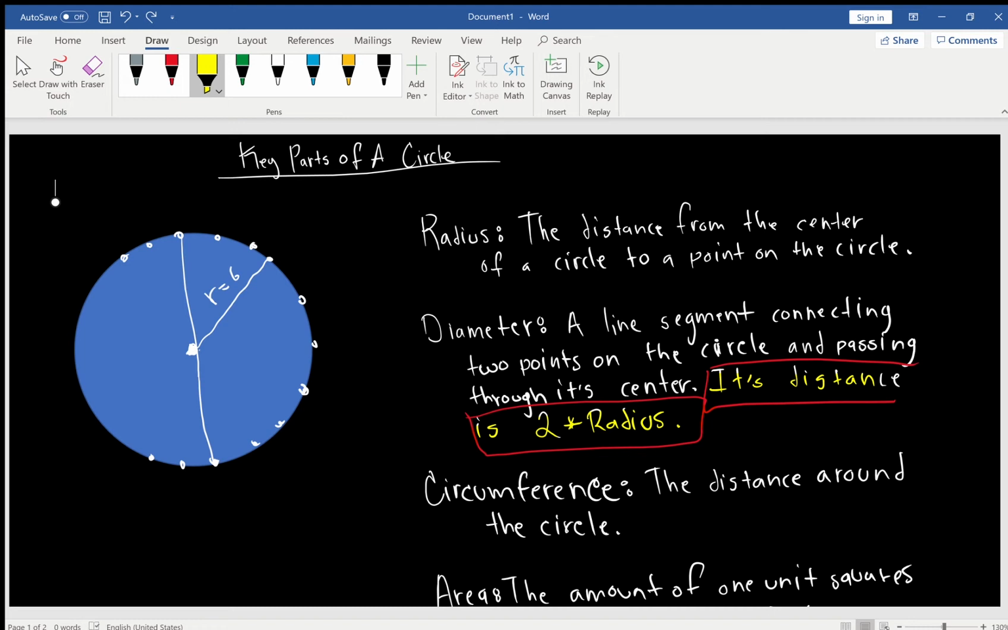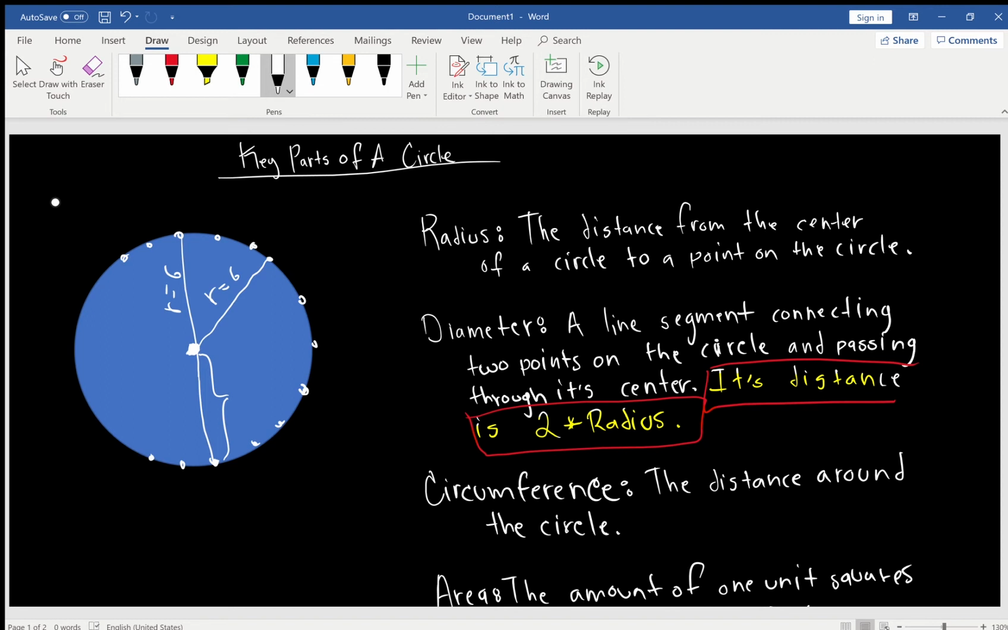But now remember, any point on the circle, and then any line segment connecting any point on the circle to the center is a radius, right? So if this is a radius, then it must be 6. Now this one, the one that we have here, what should be the distance of that one? Well, it should also be 6 because it meets the same criteria for radius.